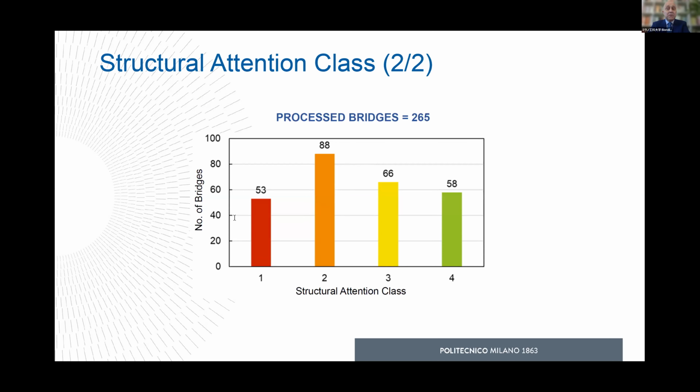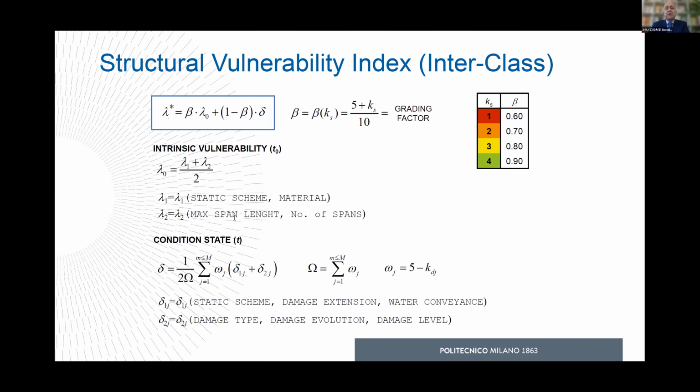These are quite big groups, and so this distribution is not yet very effective for bridge prioritization. So for a more detailed ordinal classification, intra-class subdivision should be also considered within each class. And the intra-class subdivision has been based on a structural vulnerability indicator between 0 and 1 that has been associated with both the intrinsic bridge vulnerability based on variables such as materials, static scheme, number of spans, maximum span length, water conveyance system, and damage factor not yet processed at the first level.